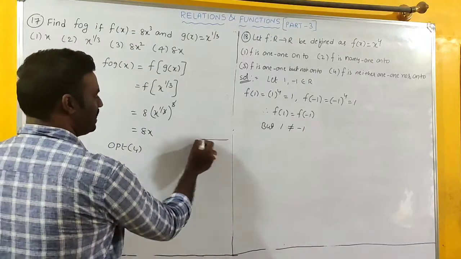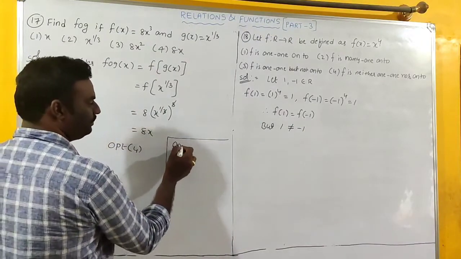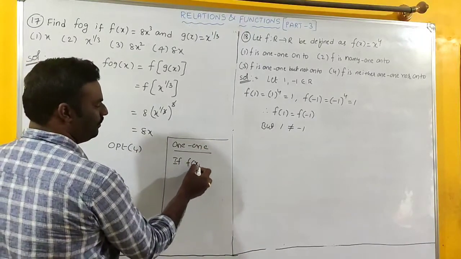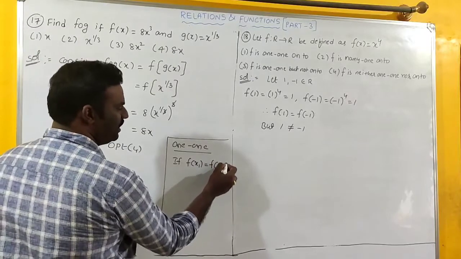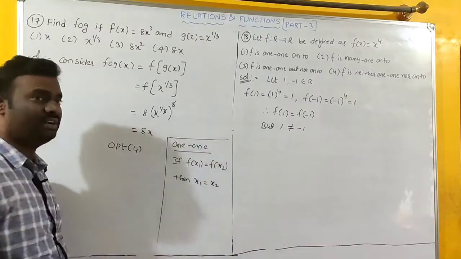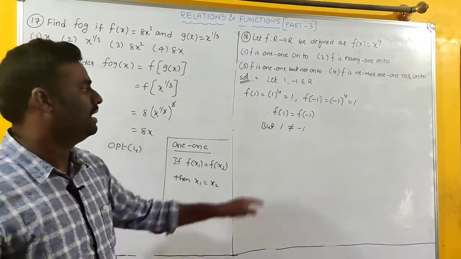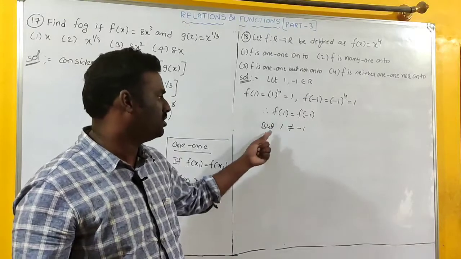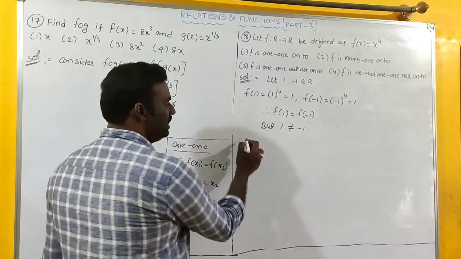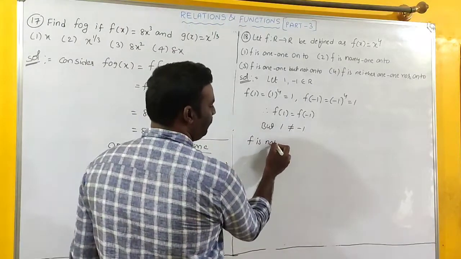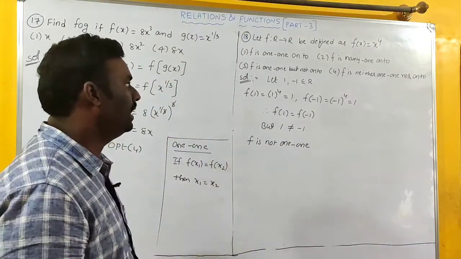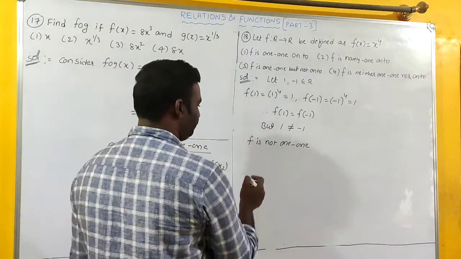Students, I already discussed the definition of 1-1. What is the 1-1 definition? If f of x1 is equal to f of x2, then x1 is equal to x2. Then it is called a 1-1 function. But here f of x1 is equal to f of x2, but x1 and x2 are not the same. Therefore f is not 1-1.